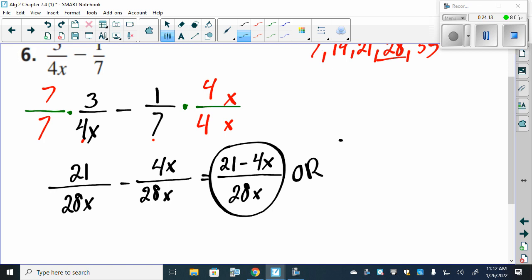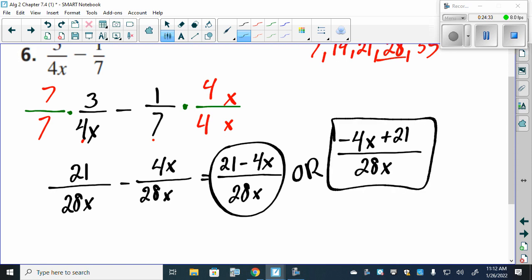Now, we could write it as negative 4x plus 21 over 28x. We can write it either way if we want to put the variable out front. I wouldn't be too concerned with the 4x being negative. The only time we would really want to concern ourselves with a negative sign is if the denominator is negative. Then we'll want to move the negative out to the front or up top, applying it to the numerator. But that's it. Any other questions on this here?